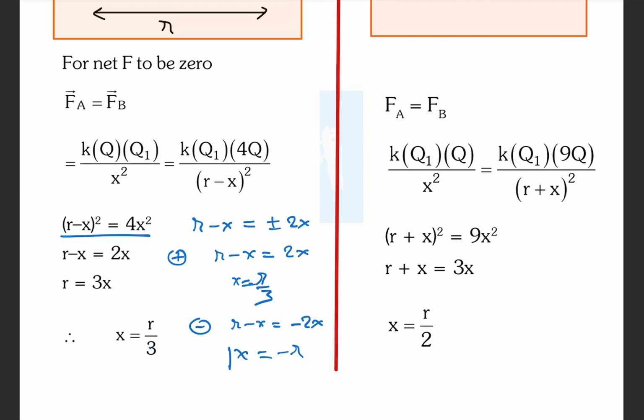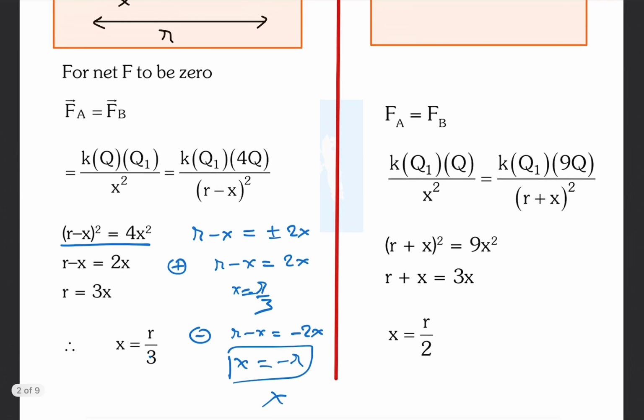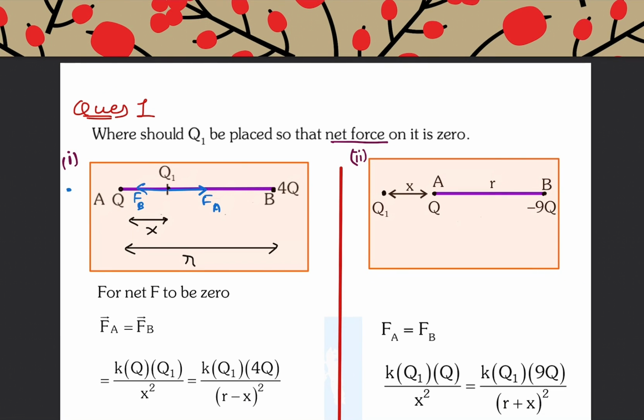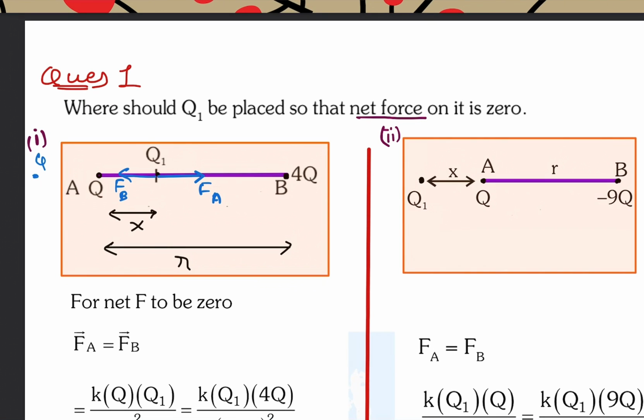So this result is neglected here, because at the location minus r, that means minus r is on the left side. So here, if we place a positive charge, then both charges B and A will force it to the left. And if this q1 is, suppose, a negative charge, then both charges A and B will attract this charge q1 towards the right.